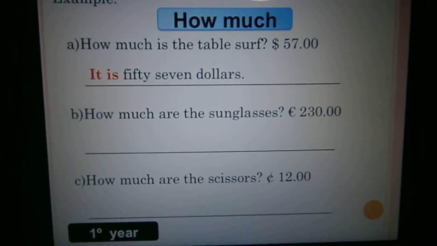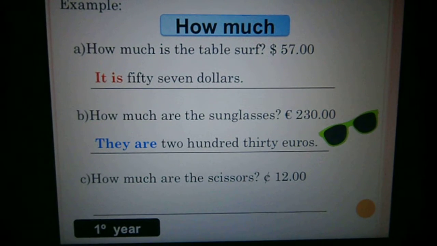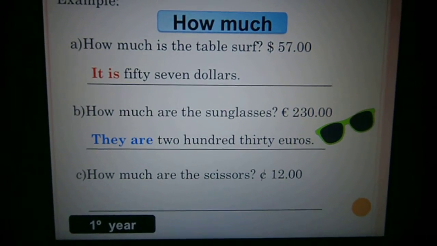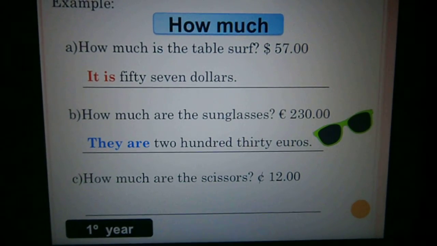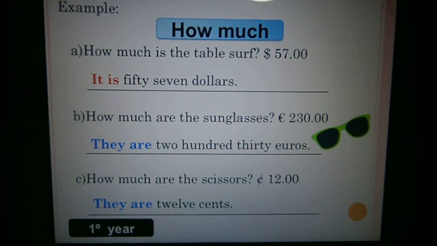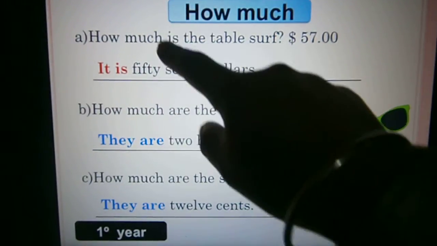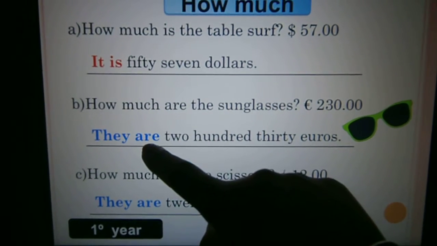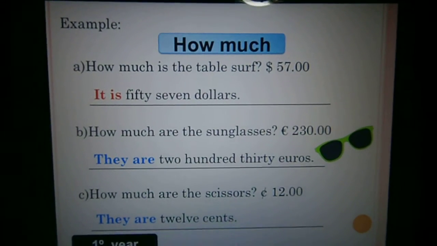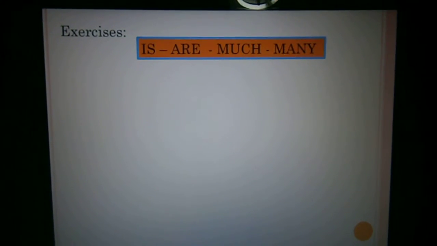What about letter B? How much are the sunglasses? They are 230 euros. And in letter C, how much are the scissors? They are 12 cents. Remember, as I mentioned before, you use is for singular nouns and you use are for plural nouns. Next, here you have a word bank using is, are, much, and many.